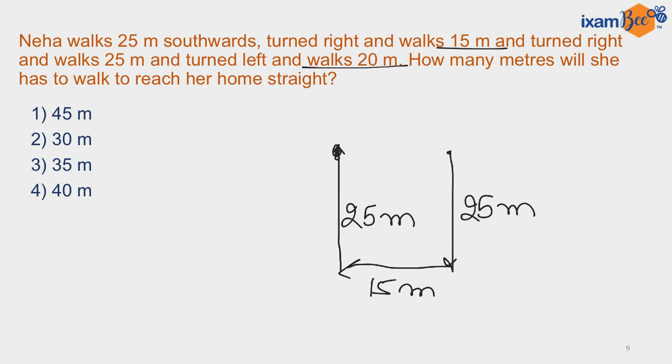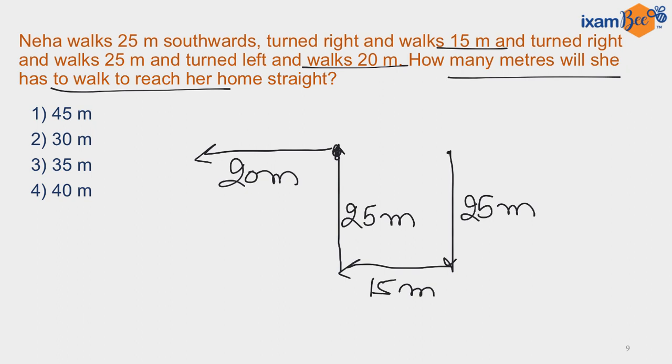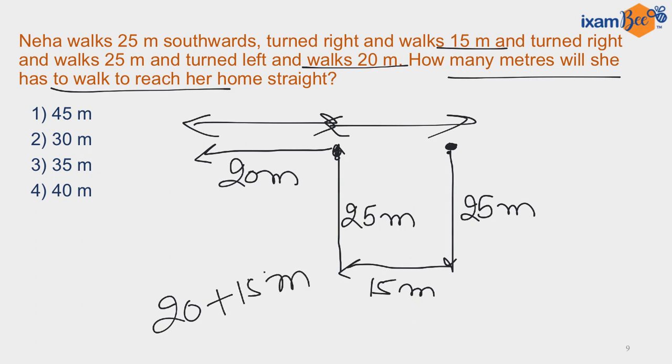Then she turned left and walked 20 meters. So this is the left direction and she walked 20 meters. How many meters will she have to walk to reach her home straight? So this is the starting point, or you can say the home of Neha. She will have to cover this 20 and this 15, that means 20 plus 15 meters to reach her home straight. So the correct answer is 35 meters, and hence option number 3 is correct.